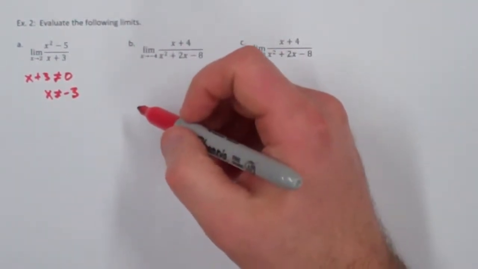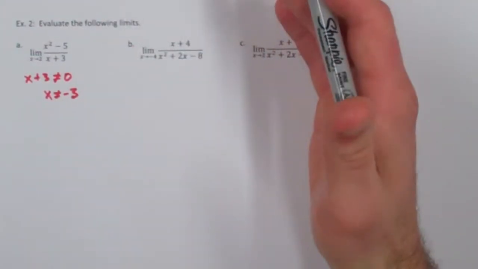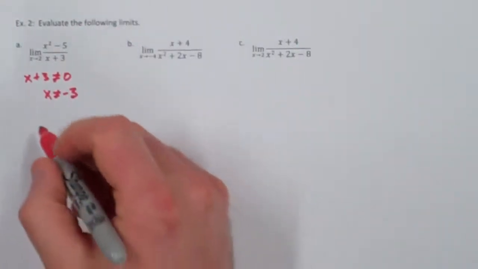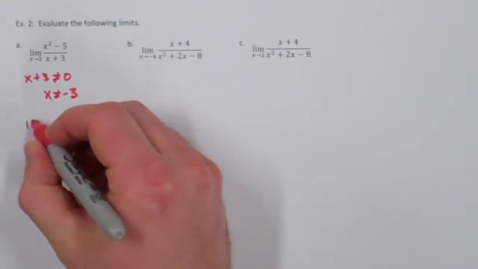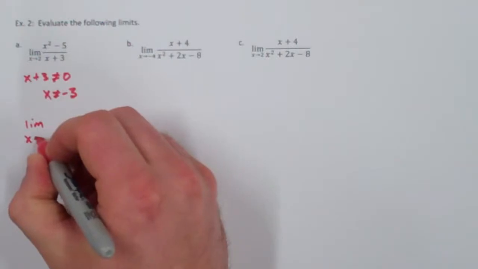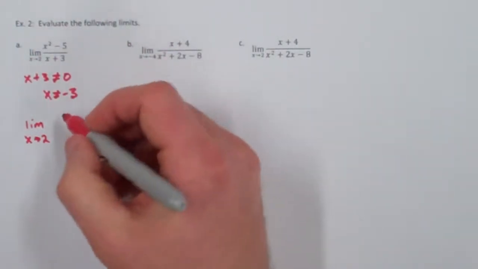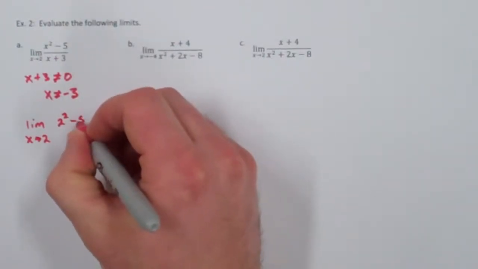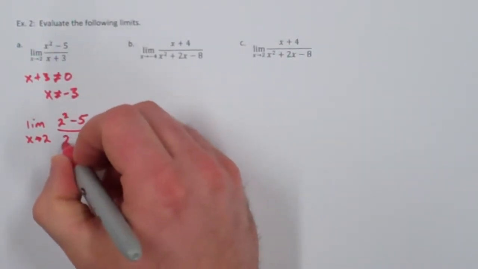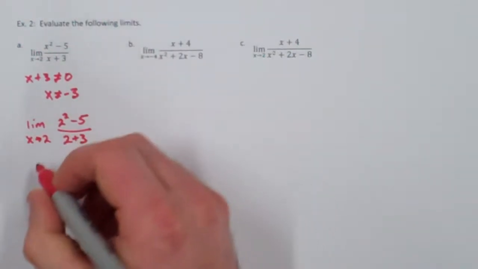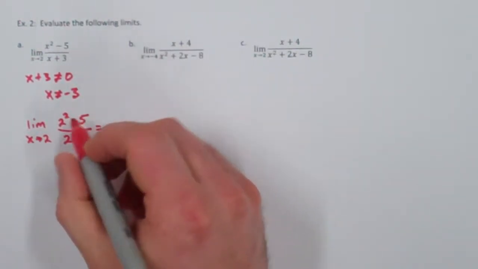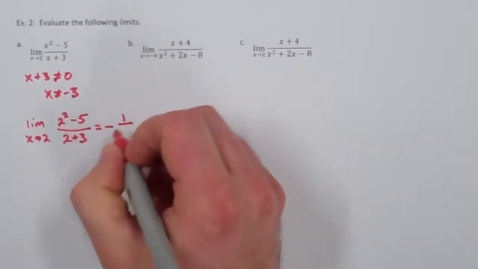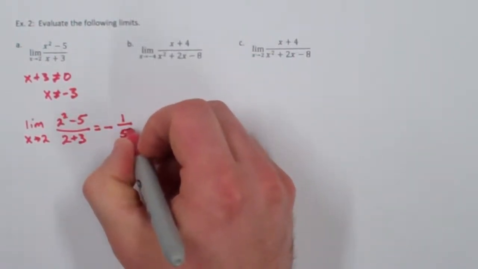So at this stage, when you've excluded any discontinuities from this value of x, we can do some direct substitution. So the limit as x approaches 2 is going to be equal to 2 squared minus 5 over 2 plus 3. And if I do my math correctly, I think this is 4 minus 5, or negative 1, and then we've got 2 plus 3, or 5 in the bottom.